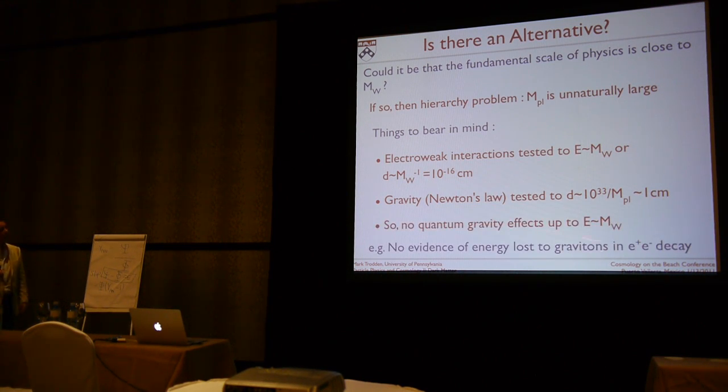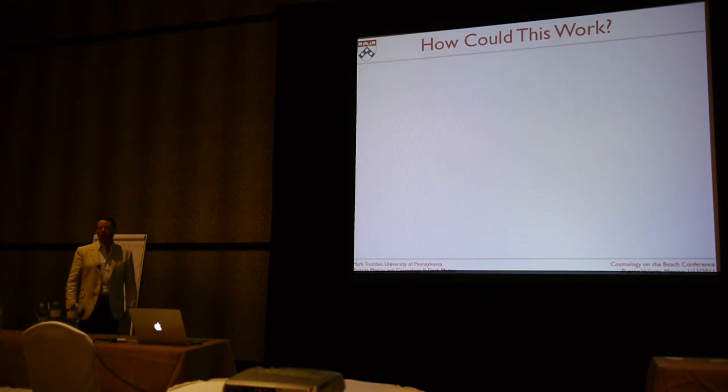So one thing we do know is that there are no quantum gravity effects up to the weak scale, because if there were, you'd have spotted them in colliders. So you'd see energy loss to gravitons when you collide positrons with electrons, for example. So these are things you have to be careful of if you're going to start messing around with the strength of gravity. So how could it work that the strength of gravity couldn't be fundamental?